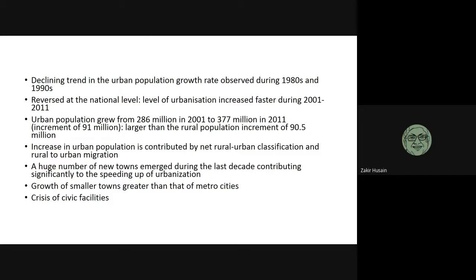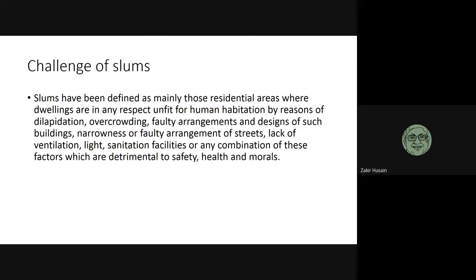This was fueled partly by migration, partly by the rural to urban classification. A huge number of towns emerged, and this contributed to the speeding up of urbanization. The growth of the small towns, satellite towns, was also greater than that of metro cities. This is going to pose a crisis with respect to civic facilities. Another problem that is going to come up is that of slums.